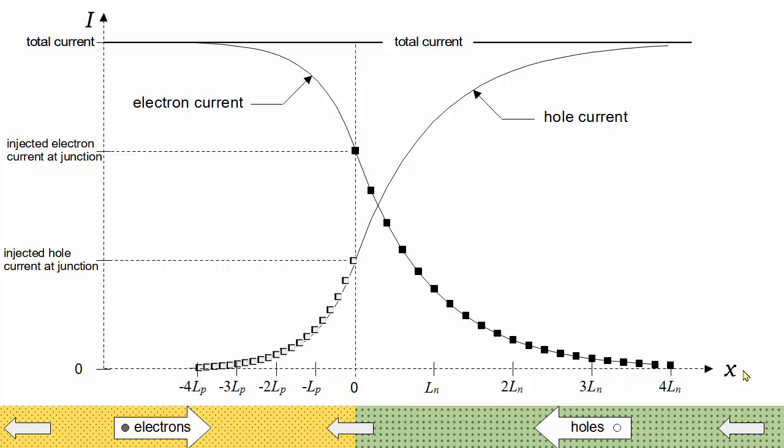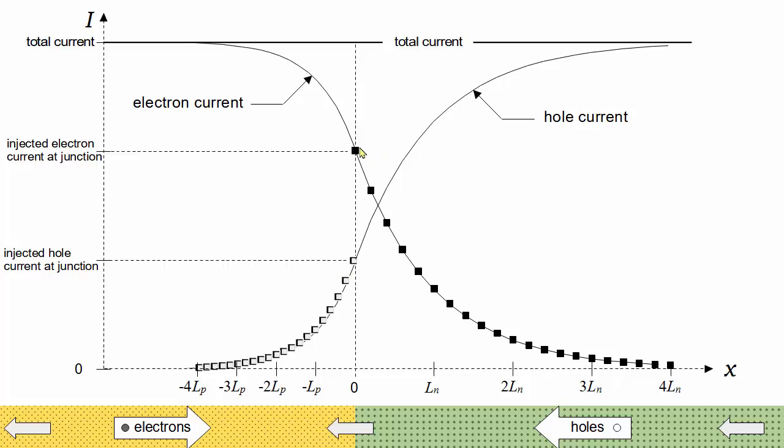The total current is constant across all values of x, which is a requirement of Kirchhoff's current law, so the electron and hole currents are complementary, adding up to the same constant value. On the far left, all the current is due to electrons. As the electrons approach the junction, they start to recombine with the holes injected from the other side, so the electron current decreases as the hole diffusion current increases.